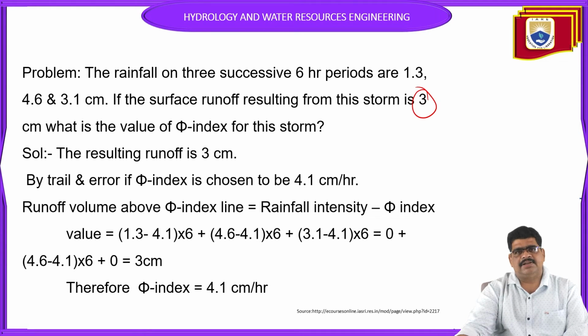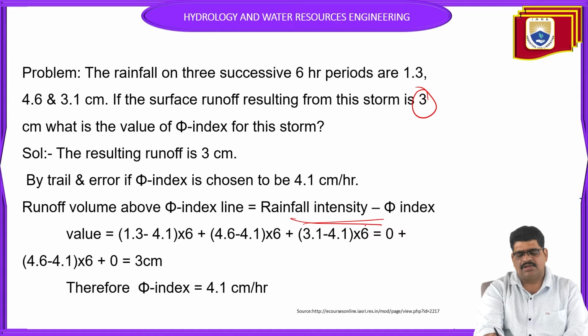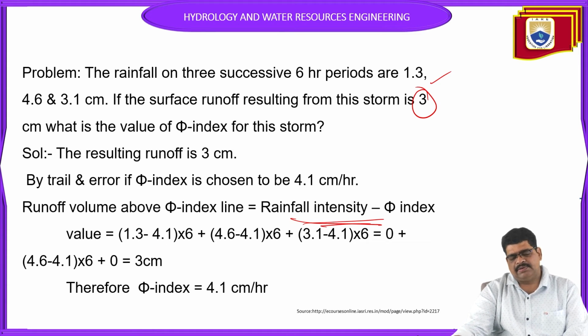By the trial and error method, we will find the Phi index. The formula uses the rainfall intensity minus the Phi index, as we derived previously. So what is the value? 1.3 minus 4.1. Here 1.3, 4.6, and 3.1 are the rainfall in successive 6-hour periods. So what is meant by 4.1? 4.1 is the Phi index we have assumed for this calculation.